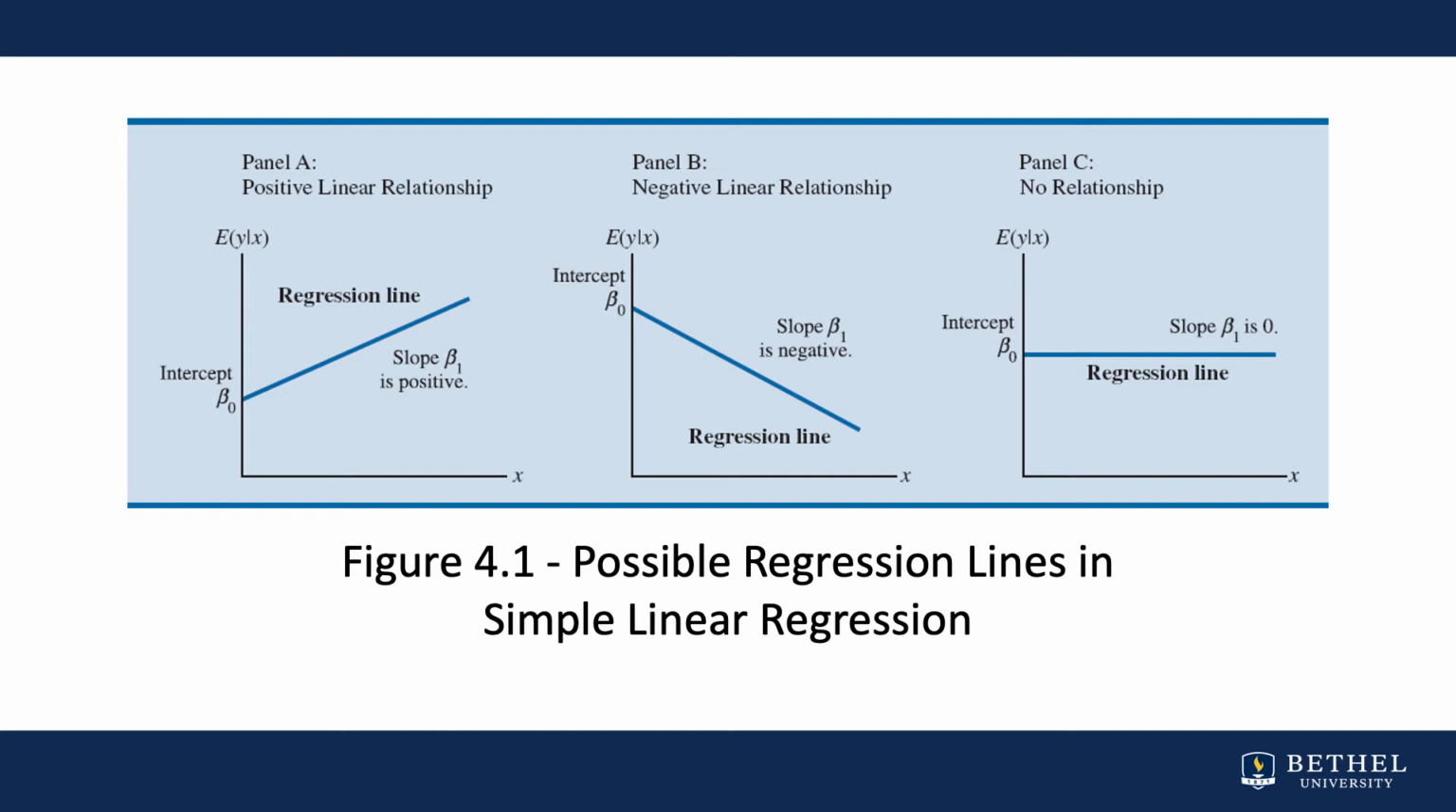If you look at panel B, the negative linear relationship, you see that you have beta sub 0, the intercept, but then you see a line sloping down and to the right. That means that the slope of this particular line and this relationship is negative. Then you can also have no relationship, which is panel C.